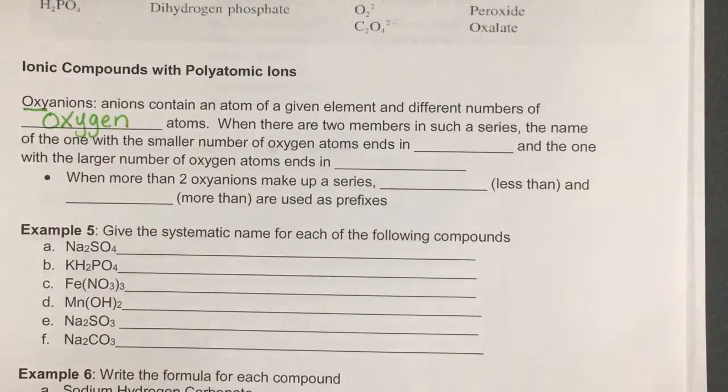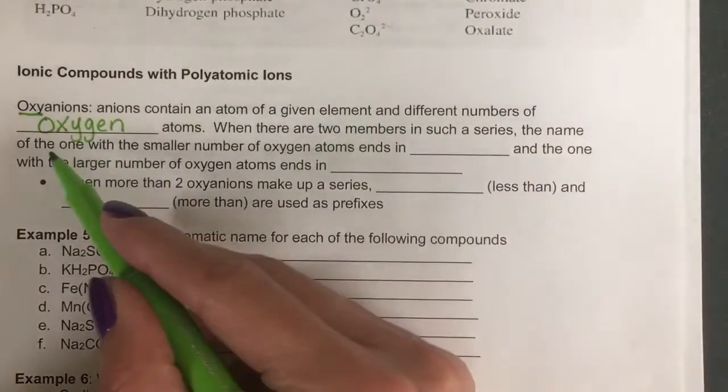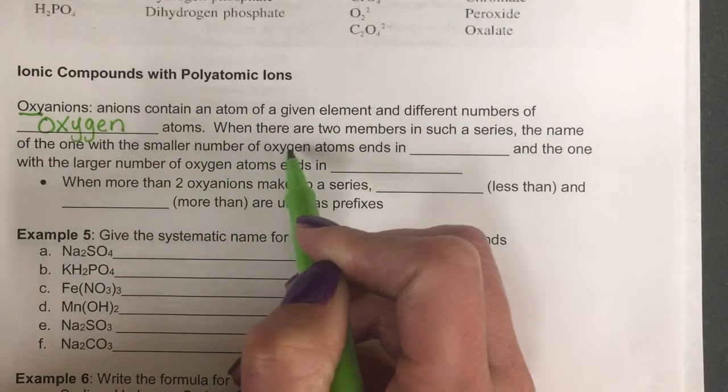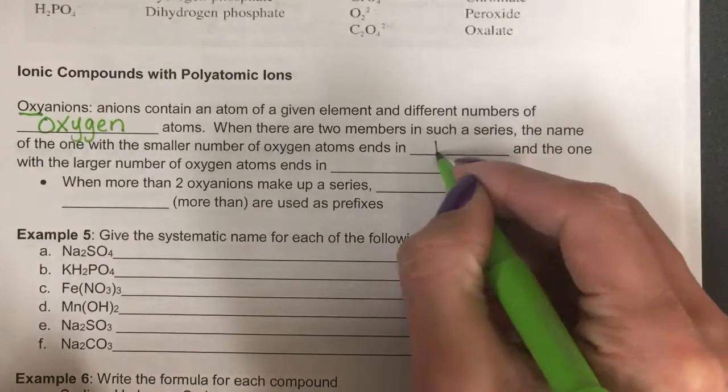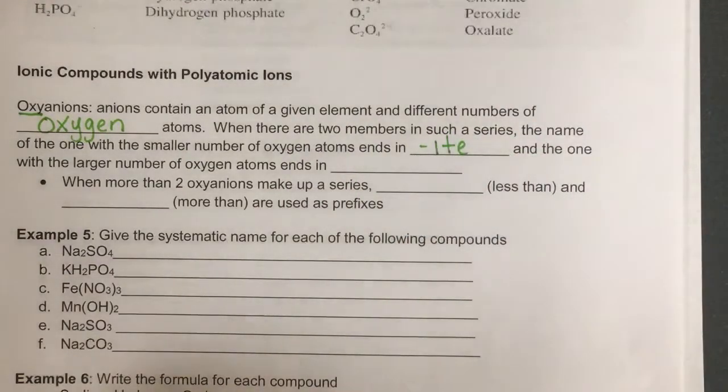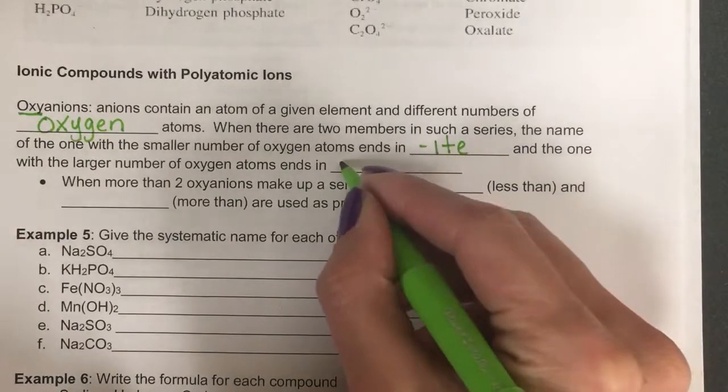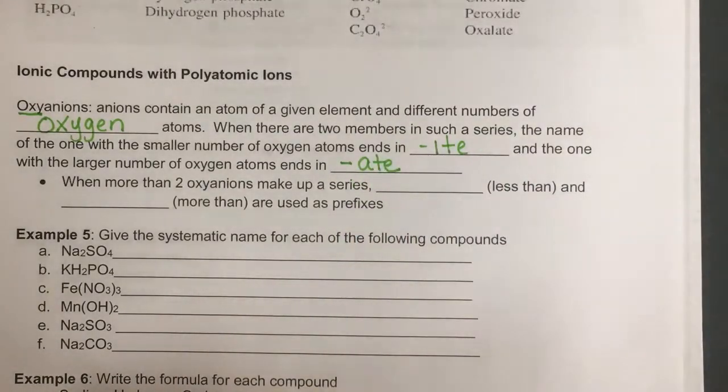Now here's the way it works. The name of the one with the smaller number of oxygens ends in ite. So SO3 and SO4, SO3 is sulfite. NO2 and NO3, NO2 is nitrite. The larger one ends in ate. Okay, so SO4 is sulfate. NO3 is nitrate. So the little one is ite, the big one is ate.